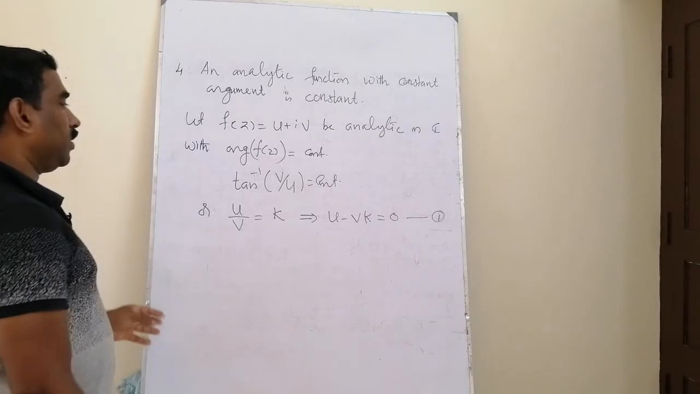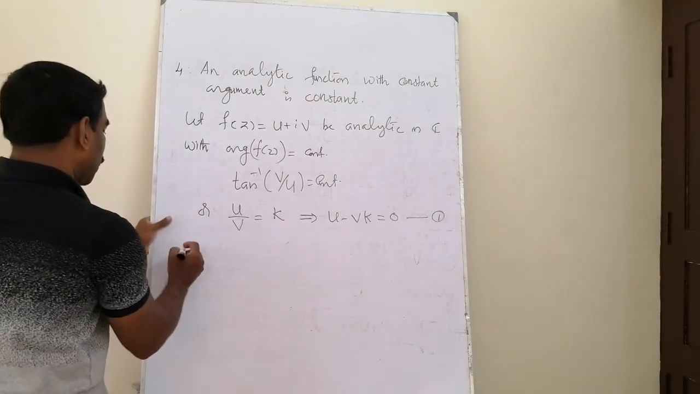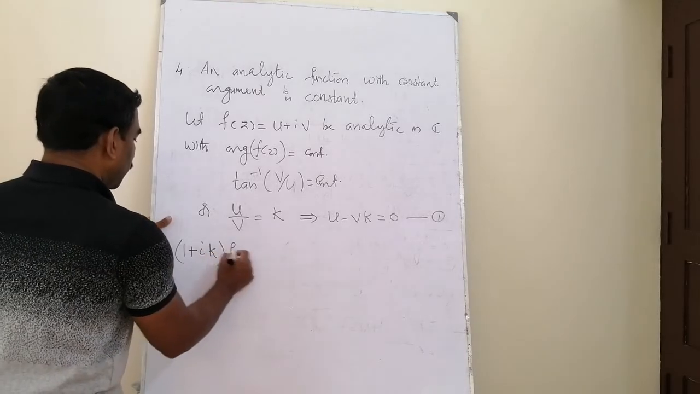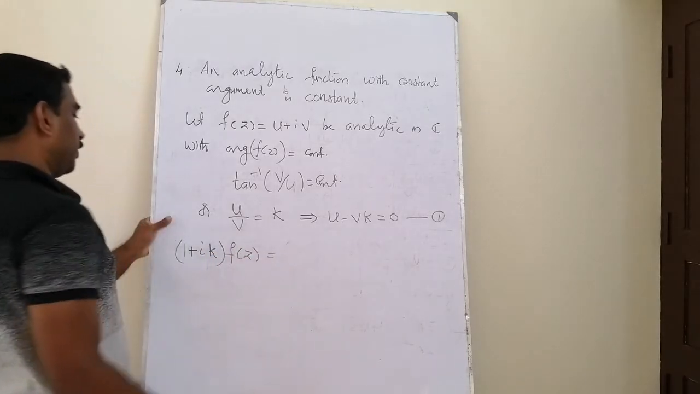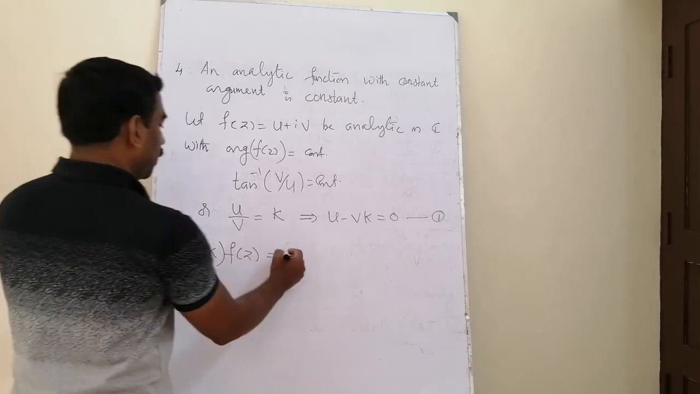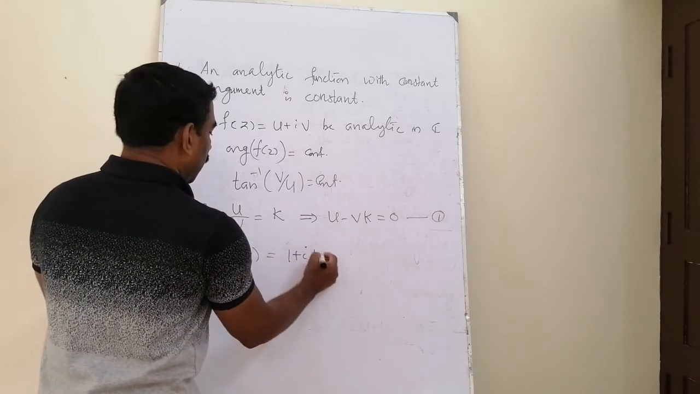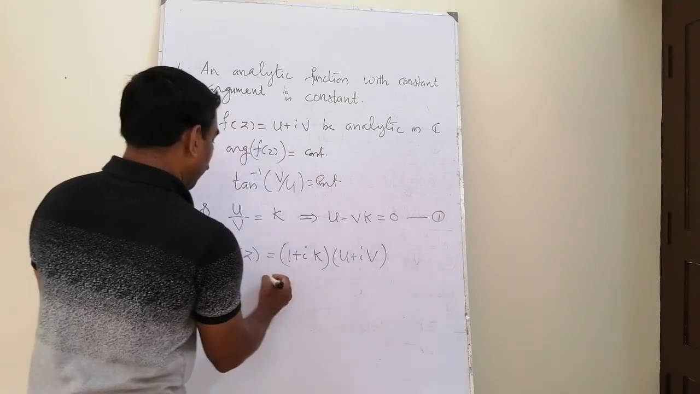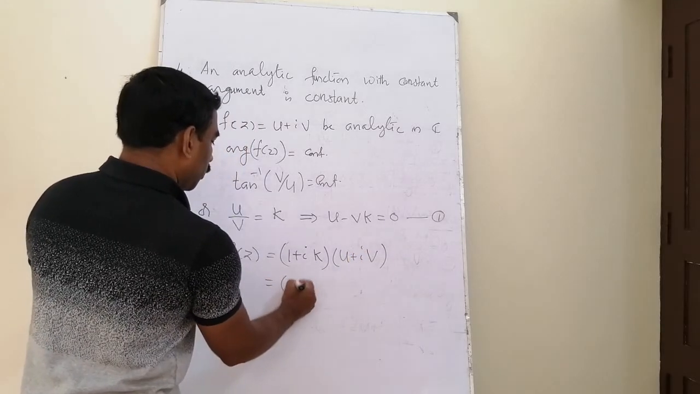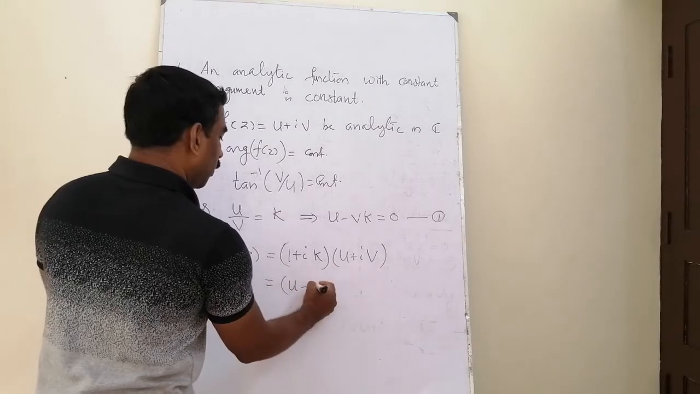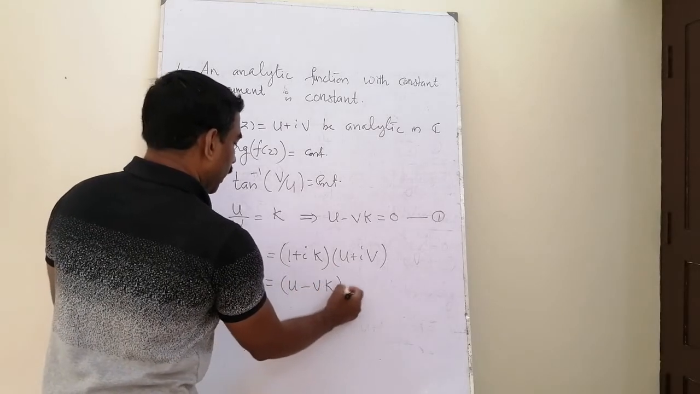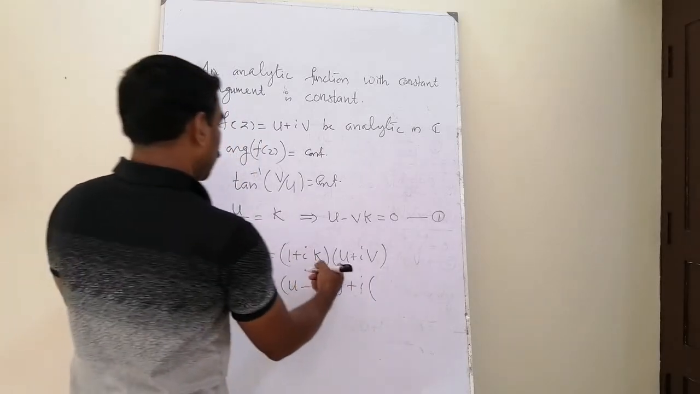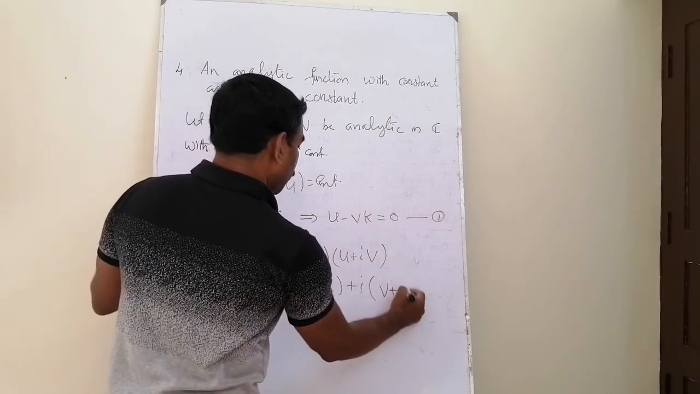Now to prove that an analytic function with a constant argument is constant, we are considering a constant multiple, 1 plus ik into f z. And simplifying this expression, 1 plus ik into f z equal to 1 plus ik into u plus iv. Using the multiplication rule, this is the product of the real parts minus the product of the imaginary parts, u minus vk, that is the real part of this product, plus i into collecting all the imaginary parts, that is v plus uk.